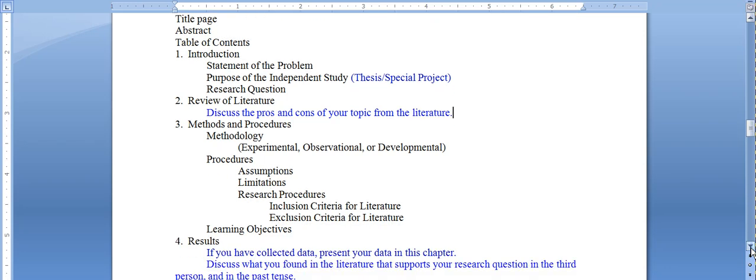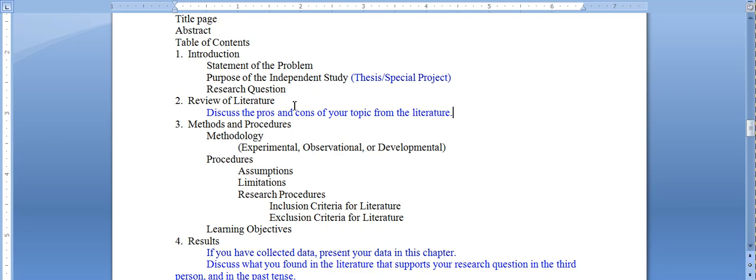So for this, you're going to have a title page, an abstract, table of contents, an introduction with a statement of the problem, purpose of the study, research question, the review of literature, which you need to have a balanced presentation of the pros and cons of your topic, discuss any possible adult learning theories, and maybe even a little bit about the target audience and why this might be important for them.